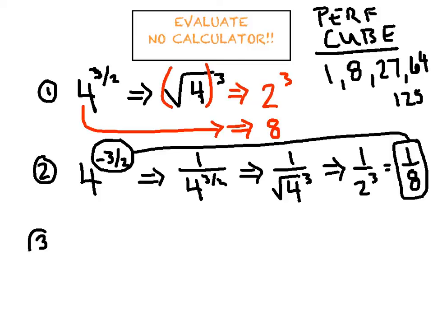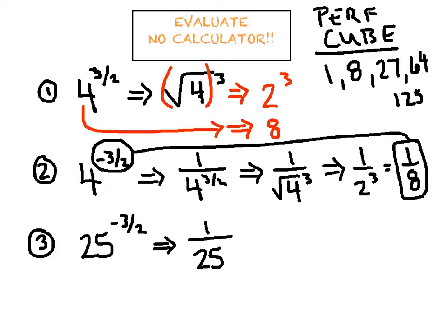Let's try 25 raised to the negative 3/2 power. First move, we're going to rewrite it as 1 over 25. Now the exponent is positive 3/2. Our groundhog rule says we can rewrite that as the square root of 25 raised to the 3rd power.